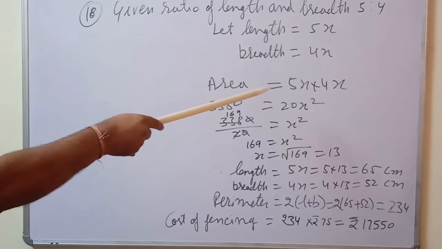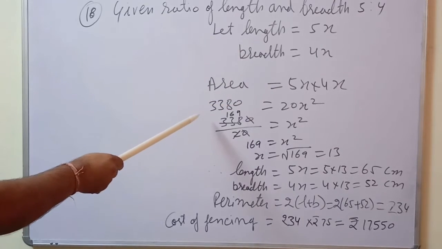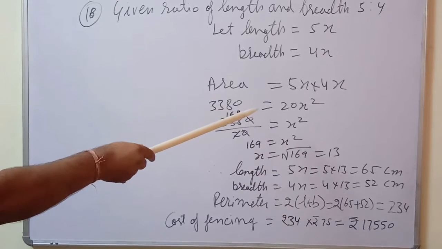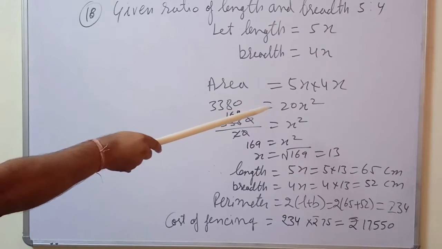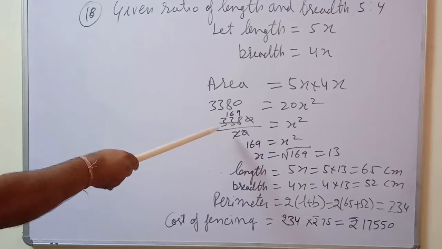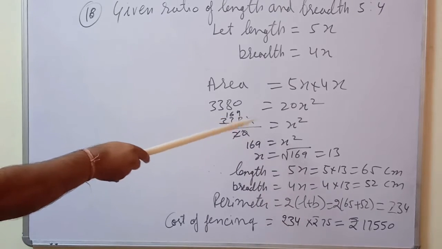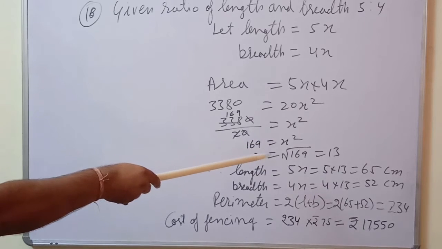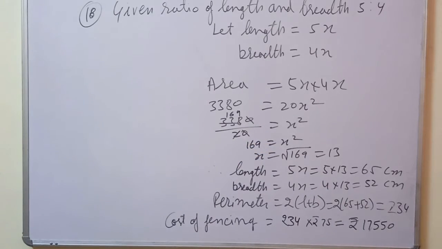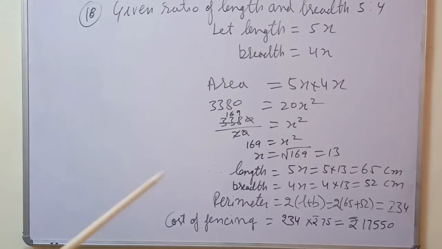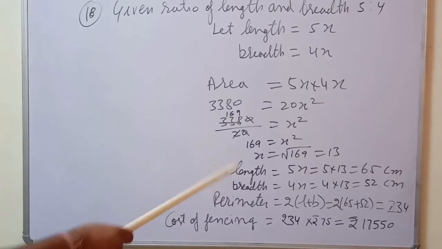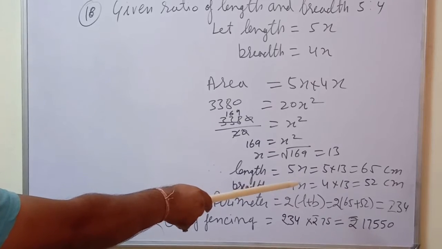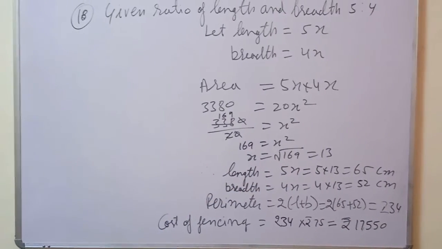So the area will be 5x into 4x, and the area of the rectangular field is given as 3380. So 5x into 4x, that is 20x square, equals 3380. We divide 3380 by 20 and get 169. So x square equals 169, or x equals root 169, that gives 13. So x is 13, which means the length equals 5x, 5 into 13, that gives 65. And the breadth equals 4x, 4 into 13, equal to 52.